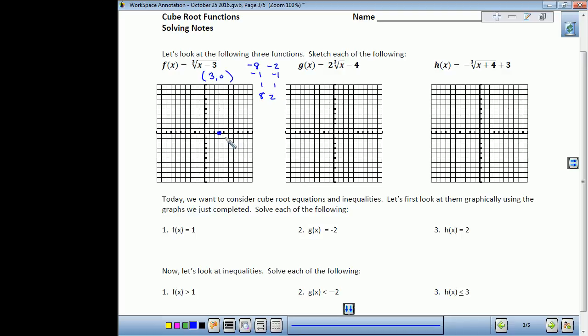And then from this point, I'm going to go left 8 and down 2. Left 1, down 1. Right 1, up 1. And right 8, up 2. It's kind of off the graph, but we'll fudge it a little bit. And so our graph should look something like that. The right-hand side of my graph looks much better than the left side of my graph. There we go.